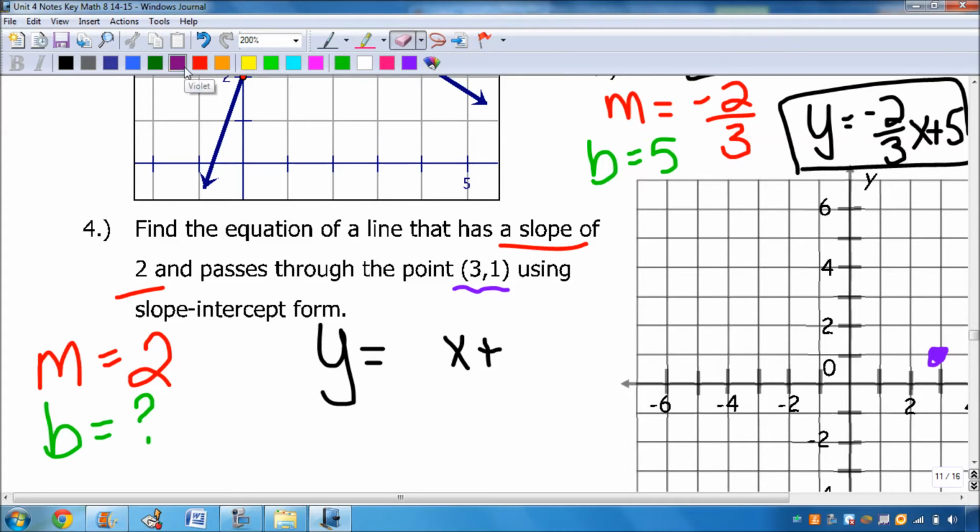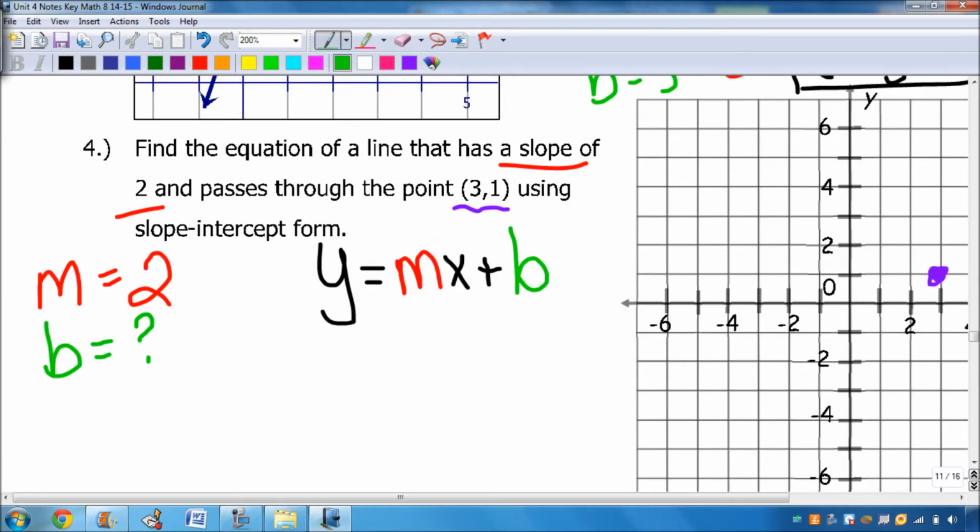So I'm going to color code this with the same colors we had before so you can kind of understand what's going on. So mx plus b. We know the slope. The slope is 2. So I'm going to plug in 2 for my slope. So y equals 2x plus b.